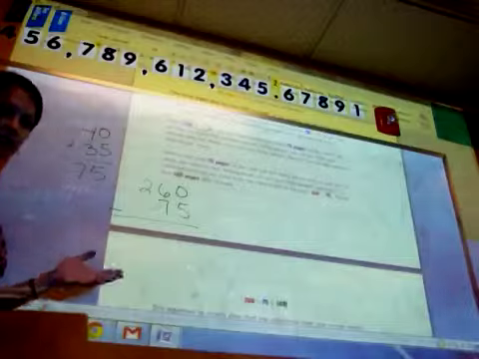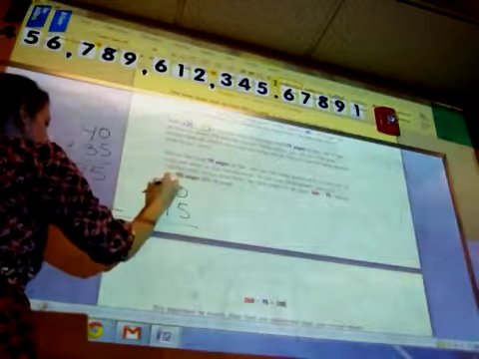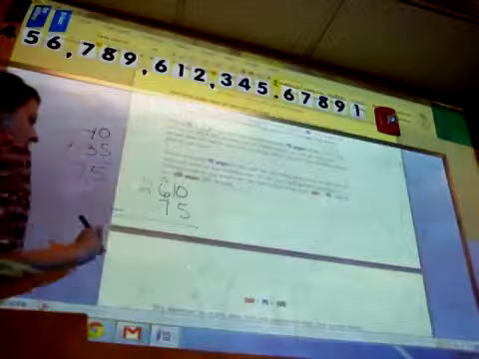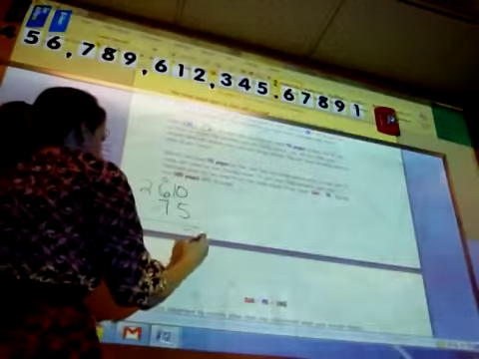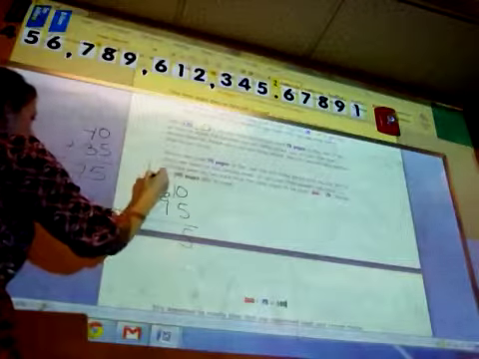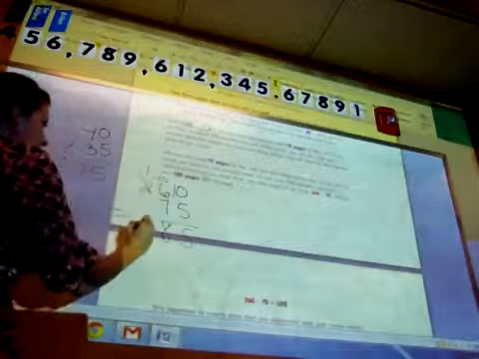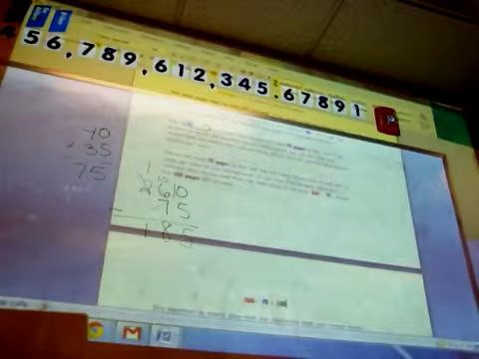0 minus 5 is? Can't do it. Mark off the 6, it becomes a 5. The 0 becomes a 10. 10 minus 5 is 5. Can we do 5 minus 7? Nope. Mark off the 2, it becomes a 1. 15 minus 7 is 8. Bring down the 1. 185.